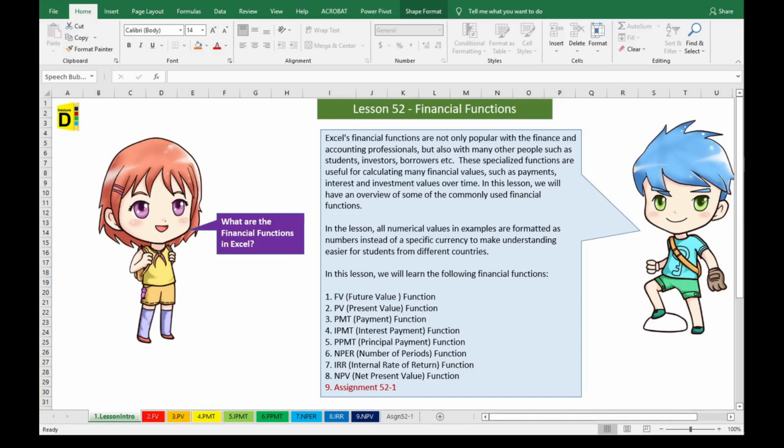Remember that in this lesson, all numerical values in the examples are formatted as numbers instead of specific currency to make understanding easier for students from different countries.